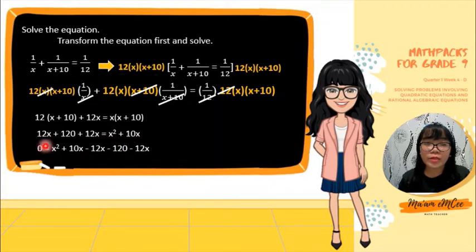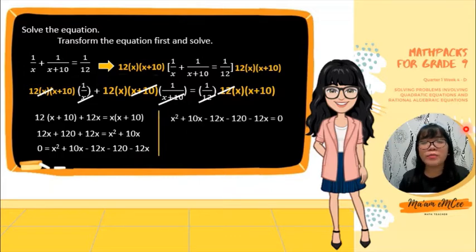Transpose 12x to the other side, we will have negative 12x because again, the signs will change once you transpose a certain term or a certain number from one side of the equation going to the other side. Positive 120 or plus 120 will become negative 120 or minus 120. Plus 12x will become minus 12x or negative 12x. Then we can just simply switch their places, with 0 on the right side and the terms on the left side, because we have the symmetric property.